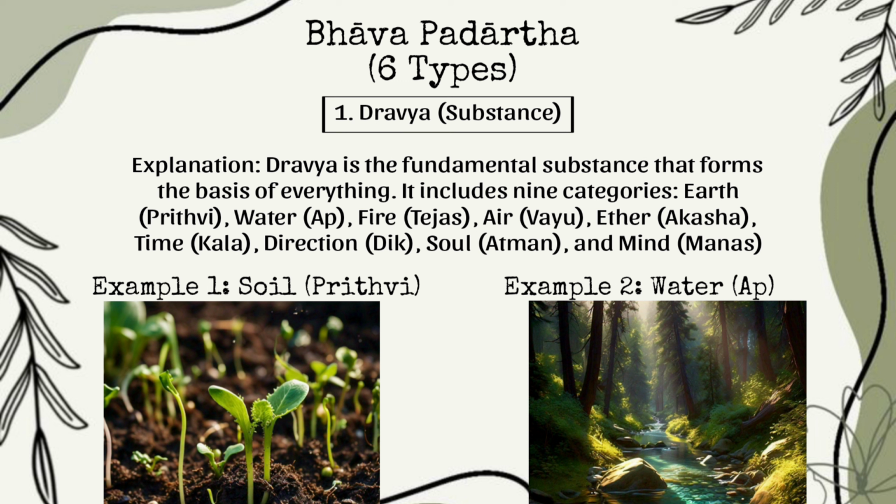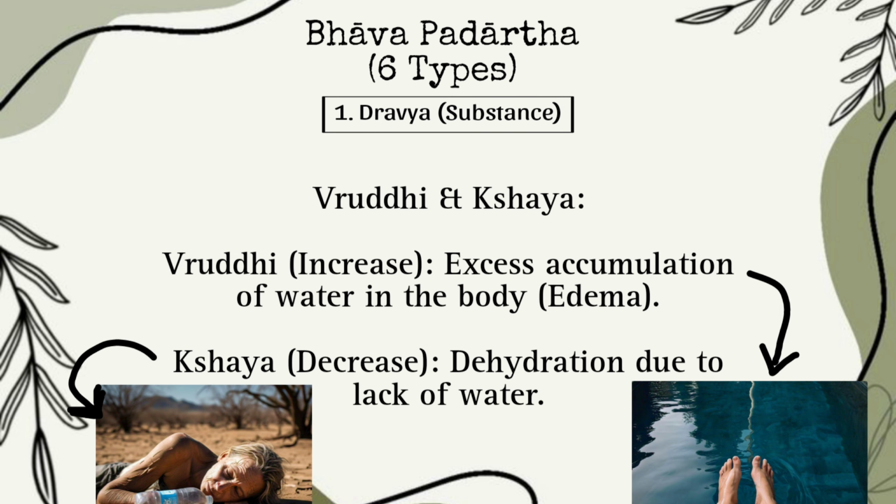Example 1 is soil, that is Prithvi. Example 2, water, that is Aap. Vriddhi and Kshaya. Vriddhi, that is increase, that is excess accumulation of water in the body which causes edema. Kshaya means decrease, that is dehydration due to lack of water.